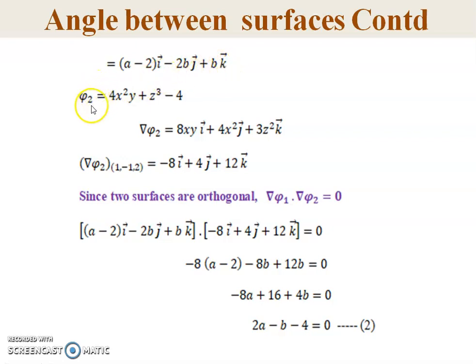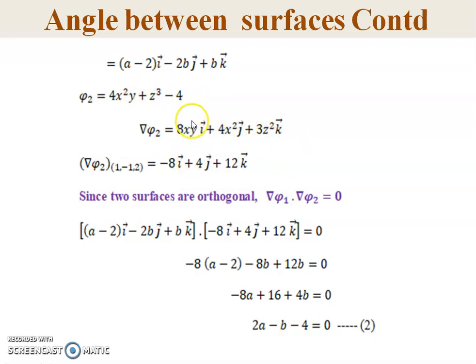Okay, what about the next surface? φ2 is 4x²y + z³ − 4. Now similarly find ∇φ2 for this surface also. What is ∇φ2? We differentiate this with respect to x, 8xy. With respect to y means 4x², these terms become 0. Differentiate with respect to z means 3z².